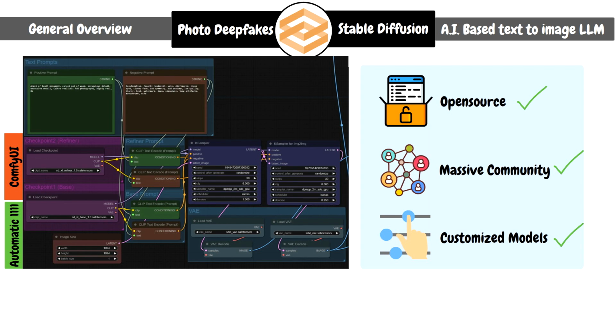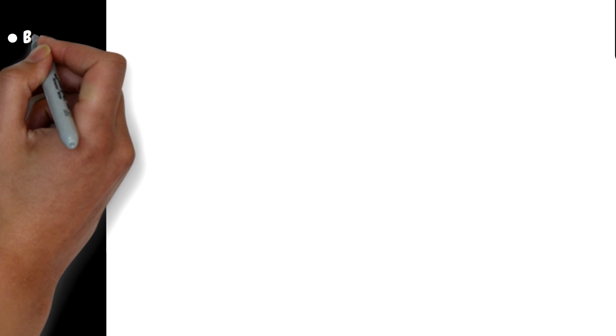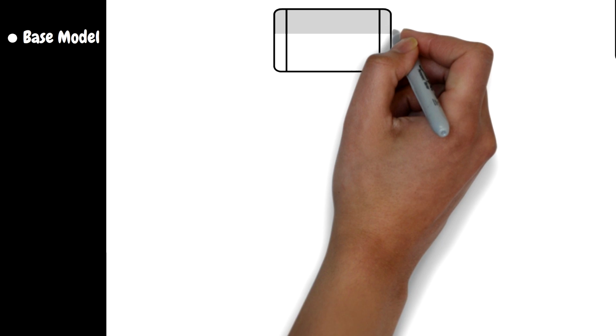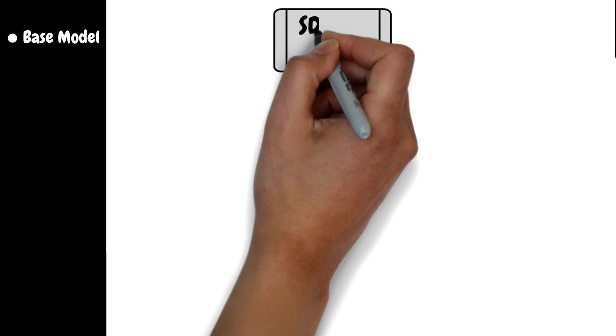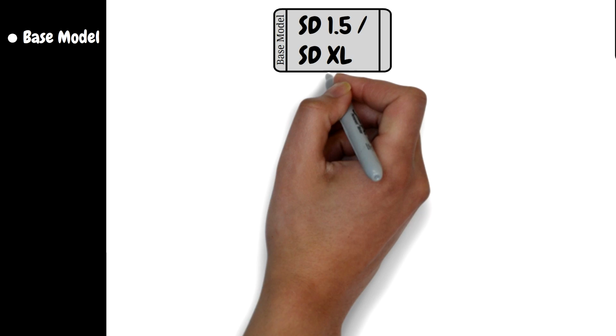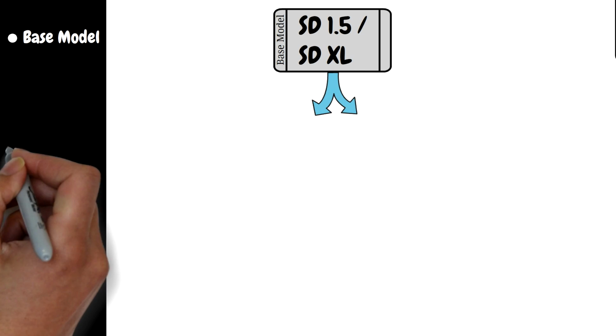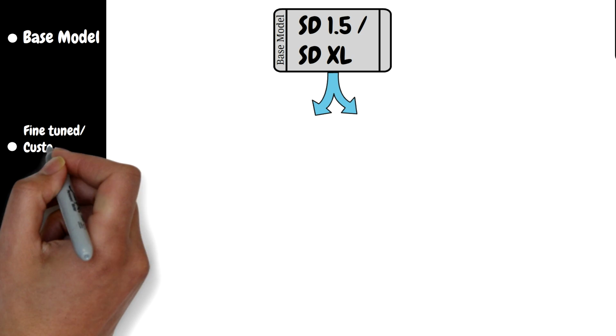Like most generative AI models, Stable Diffusion has a base model, which is like the engine that makes image generation possible. At the time of this video, Stable Diffusion 1.5 and SDXL are the most popular base models that are generally used. We then have a community of user-created models that are fine-tuned for various styles.